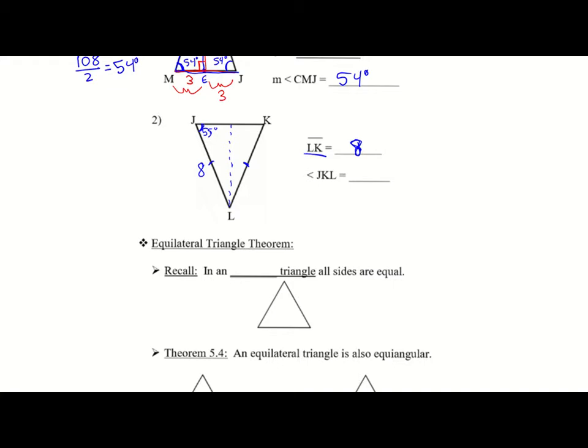Okay, then it wants me to find angle JKL. So if we start here, JKL. Well, if I know that these two sides are the same, then I know right away that these two angles are the same. And if that one is 55, then this one is also 55. So that is all you have to do for number 2.